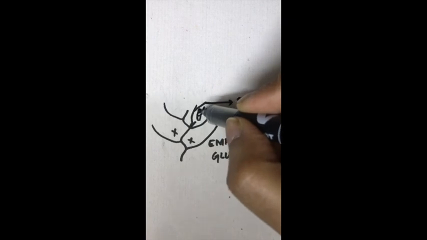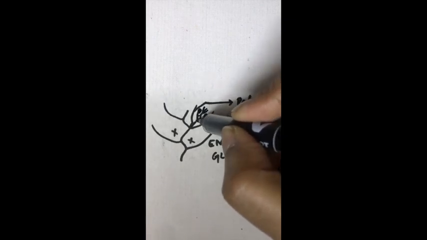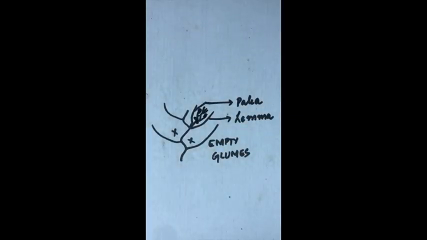Now inside the palea and lemma, there is a small flower which is represented by the gynoecium, the androecium, and small dots at the base which are representative of the calyx and the corolla, which is called the lodicule. Now this spikelet is one structure that you see in the entire inflorescence of, say, wheat.